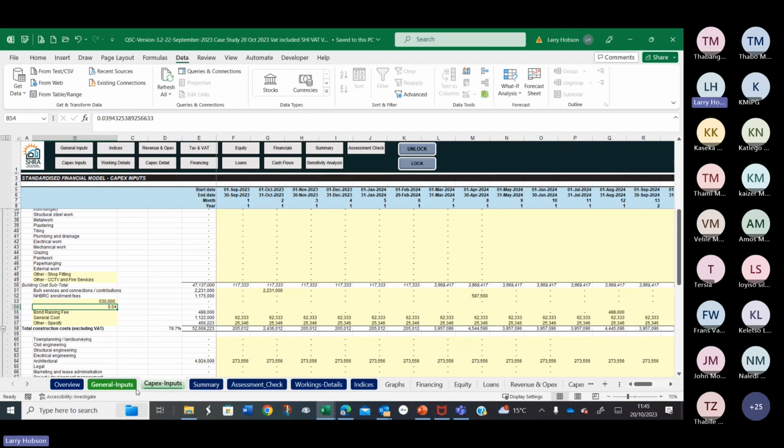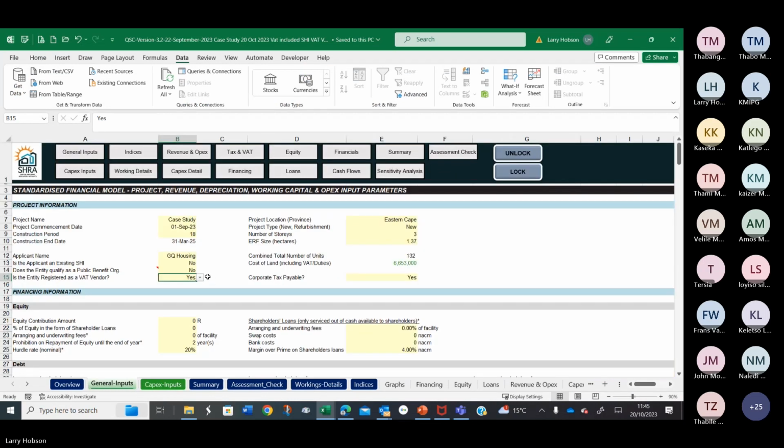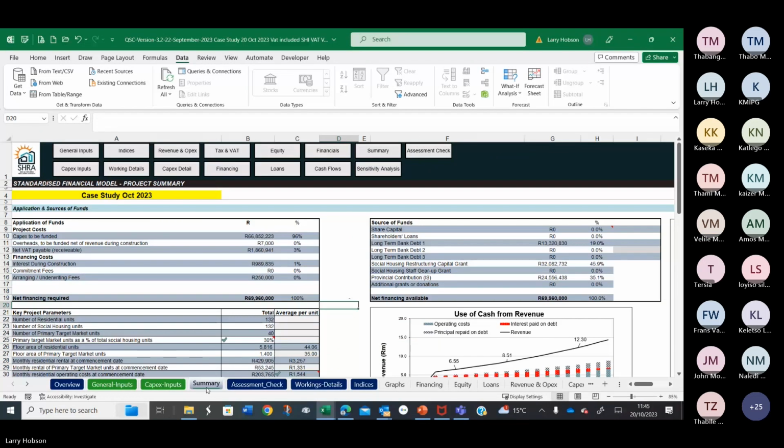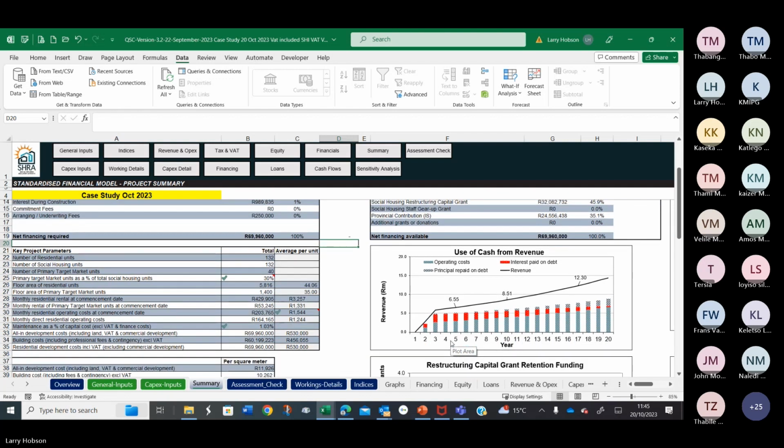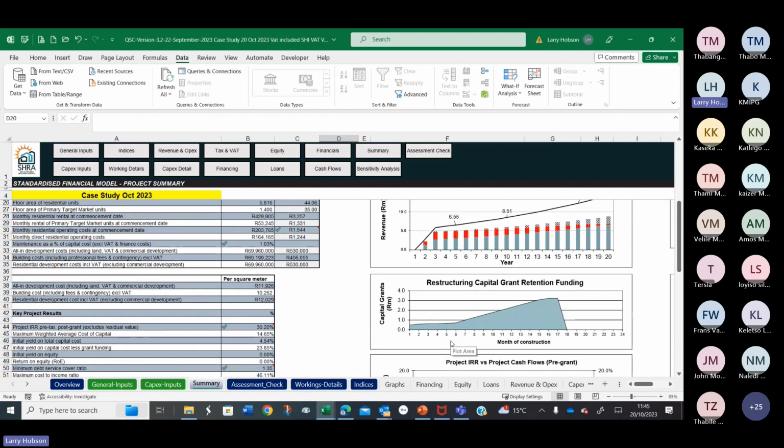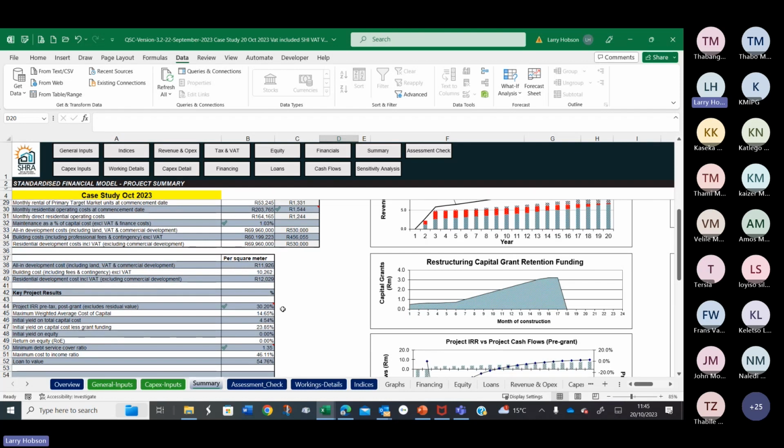Now we're going to have SHI non-VAT vendor. That's going to go to no. That was still green. Everything is no. This doesn't look right. That should change. Because that VAT vendor should set off a chain of calculations.